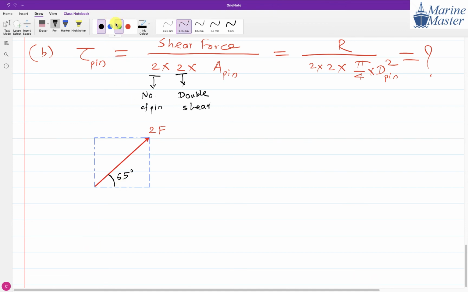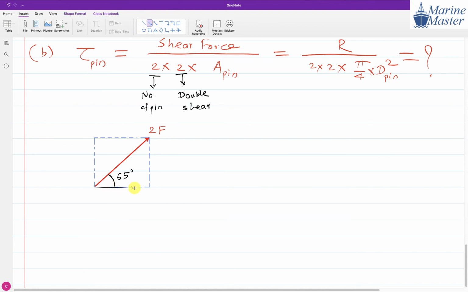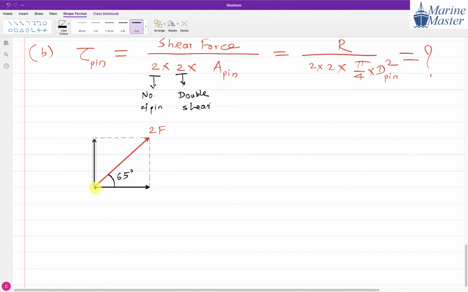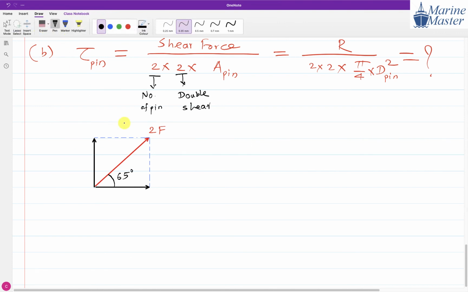And here we will have two components of this 2f. One component is in the X direction, see this one. And another component is in the Y direction. And why are we taking it like that? Because our Rx and Ry are horizontal and vertical. So for that purpose we need the components of 2f also in the same direction. This component will become 2f cos 65 and this component will become 2f sin 65.